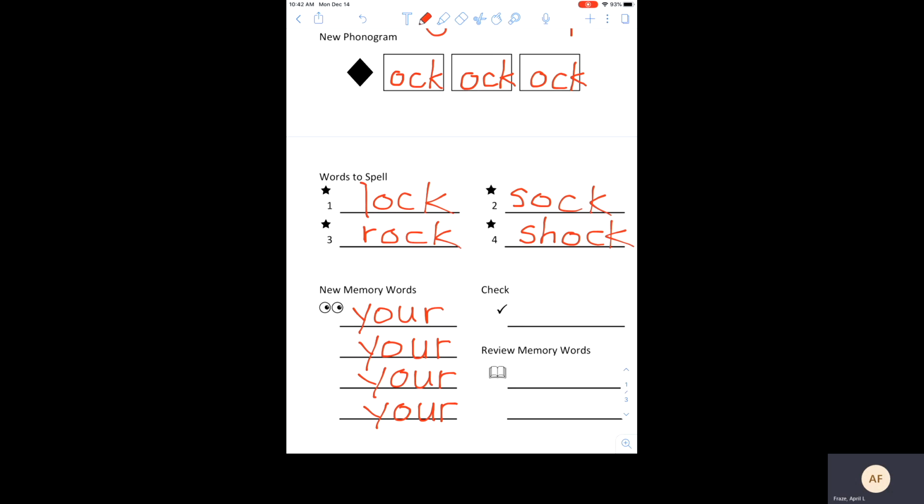Do you say the letters aloud and then the word when you're done? If you do, it'll help you to remember it better. Don't forget, after you write your four, I want you to go ahead and cover them up and then try to write without looking. Y-O-U-R, your. Okay, great.